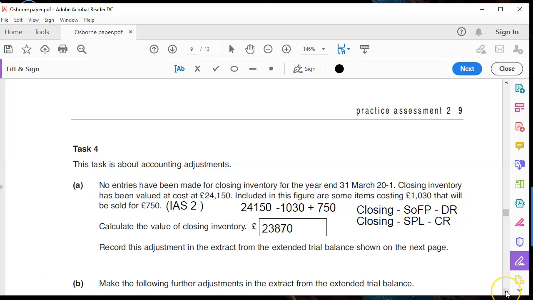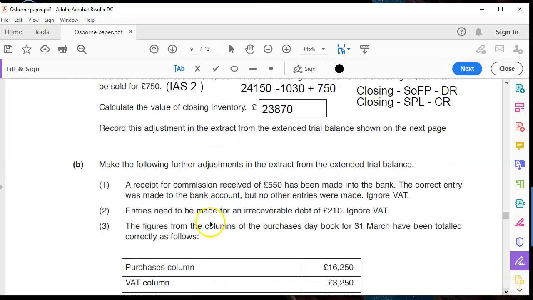Continuing to the B part of the question. Make the following further adjustments in the extract from the extended trial balance. A receipt for commission received of 550 has been made into the bank. The correct entry was made into the bank account, but no other entries were made. So you received commission, the amount is 550. It was recorded in the bank but no other entries were made.